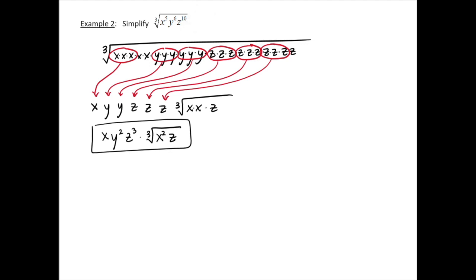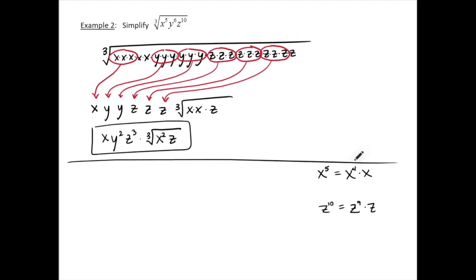First, let's try factoring out just one of each of these variables, like we did with square roots. When we factor out one factor of x, we get x to the 4th times x to the 1 equals x to the 5th. And when we factor out one factor of z, we get z to the 9th times z to the 1 is equal to z to the 10th. And z to the 9th will be a perfect cube because the exponent 9 is a multiple of 3. But x to the 4th is not a perfect cube because 4 is not a multiple of 3.